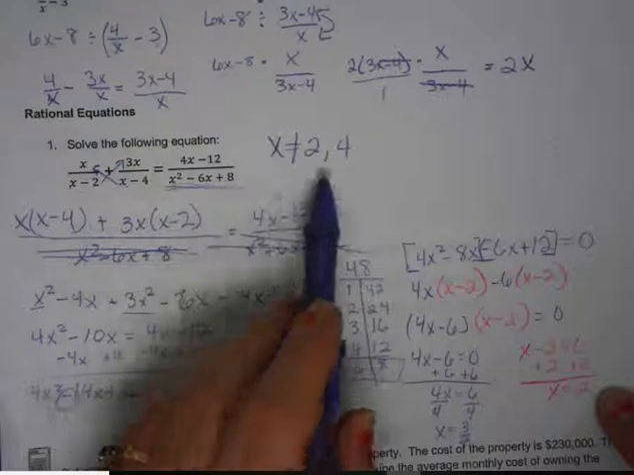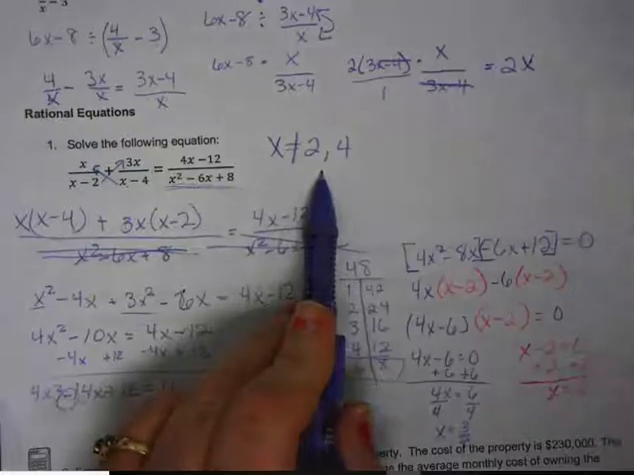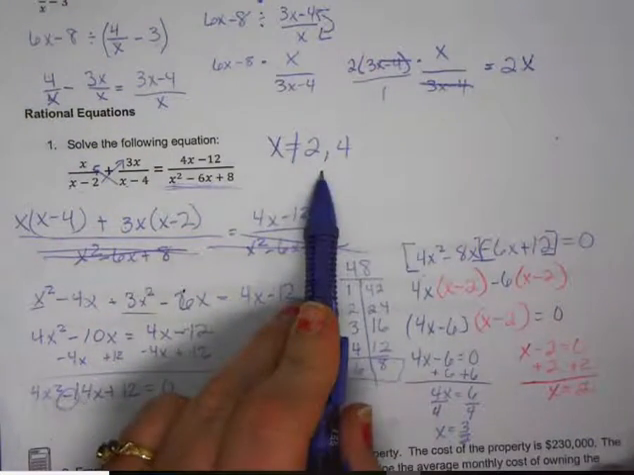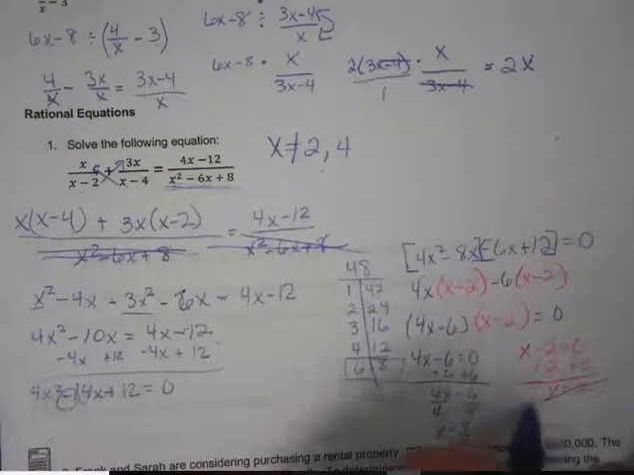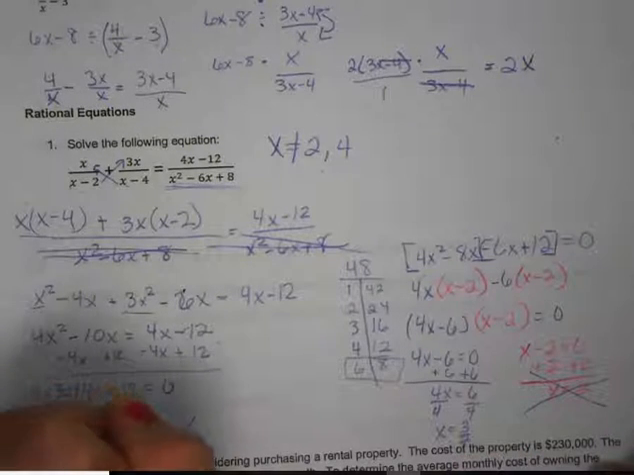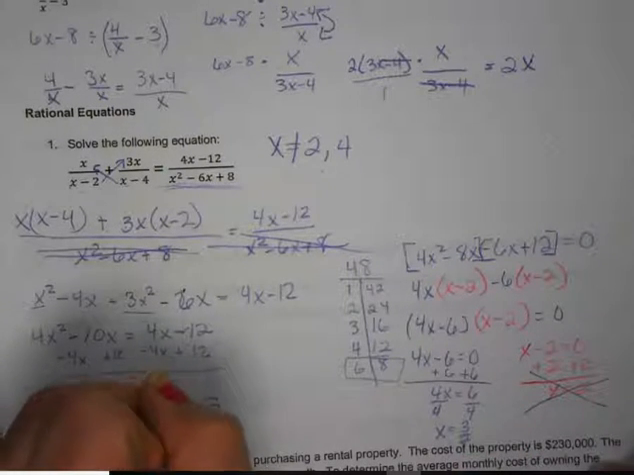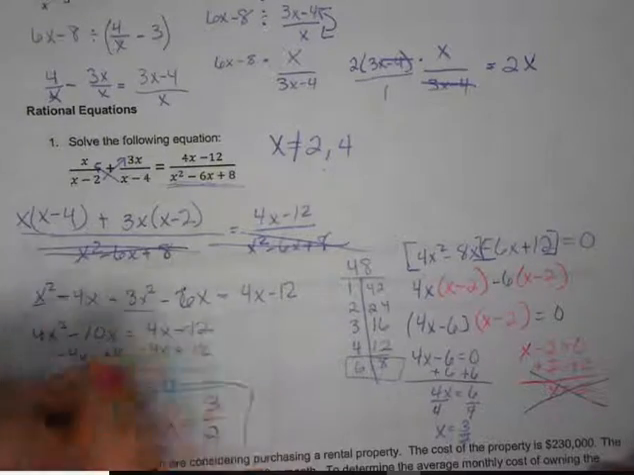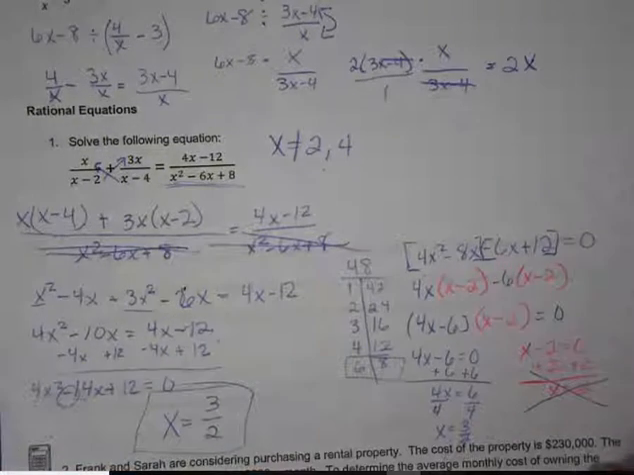However, if you remember back here at the top, we said x cannot equal 2. So that means 2 is an extraneous solution, and the only one we care about is x equals 3 over 2. And that is our answer. I know that's a lot of work for a tiny little problem, but it works out.